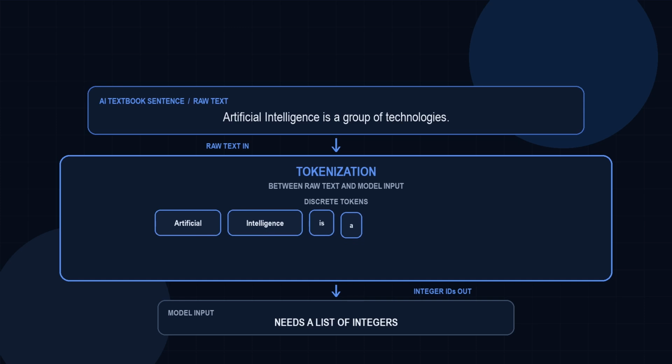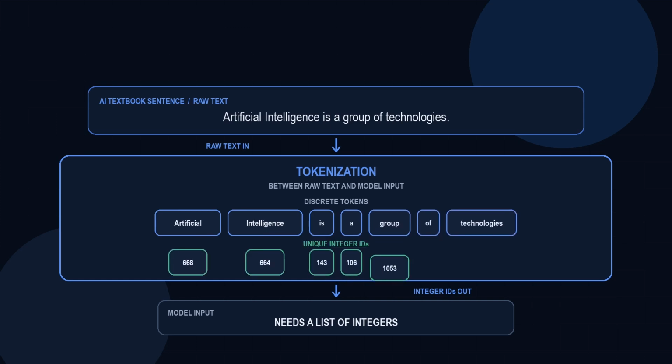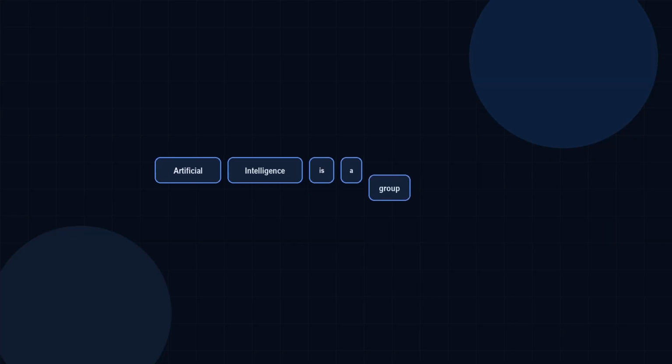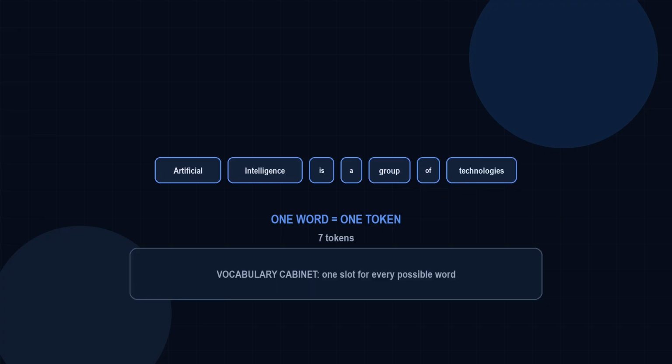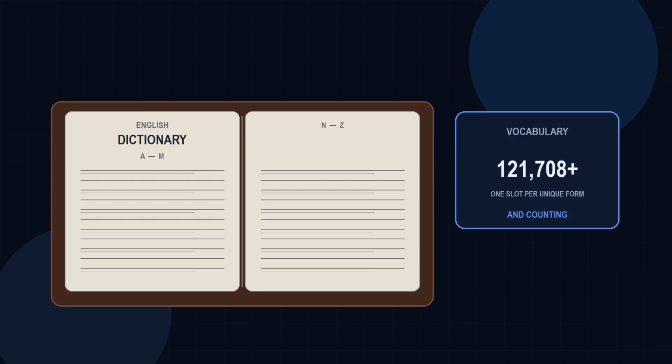Tokenization is the step that sits between raw text and the model input. It converts text into discrete units called tokens, and then it maps each token into unique integer IDs. There are 2 obvious brute force type of approaches to tokenization, and both of them break. The first is to treat every word as a token. That sounds intuitive, but it creates a vocabulary size problem.